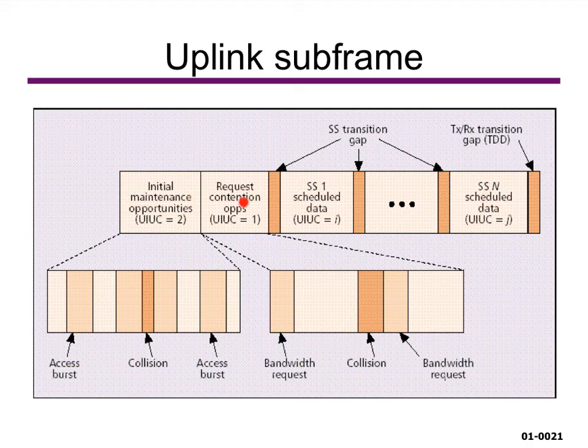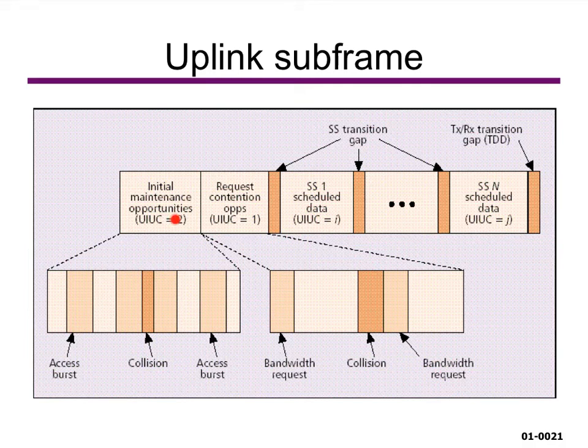So for that, we have two different special time slots. One is called initial maintenance opportunities. And these time slots will have specific IDs. This one is 2 and this one is 1. Remember, for the uplink and downlink map, we had a 0. So we have 0, 1 and 2. So these are special types of time slots which are used for particular purposes. The 0 and 1, we know, are used for the uplink and downlink map. So that one we know.